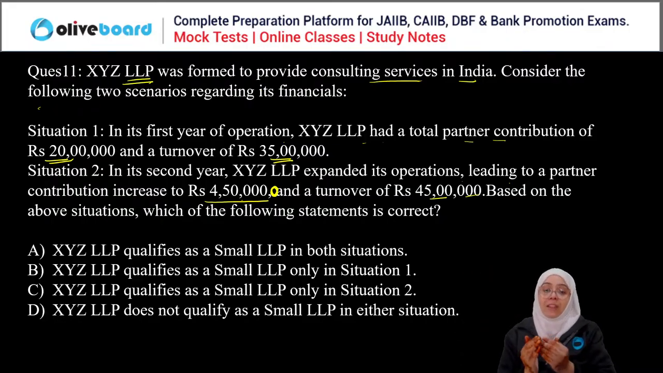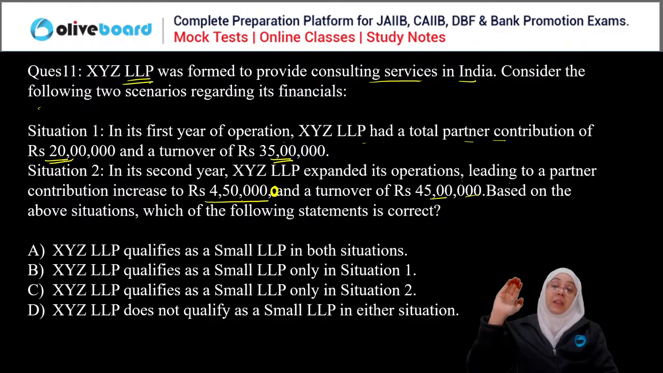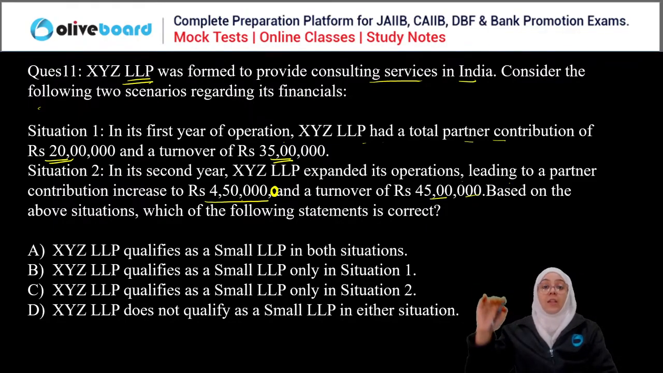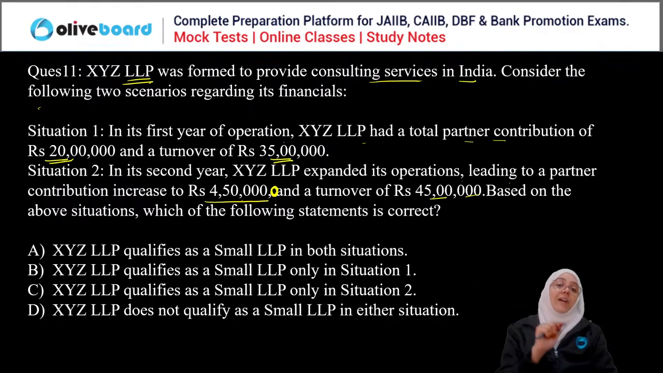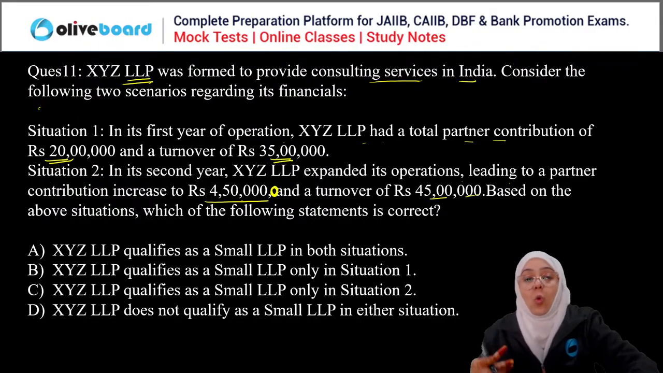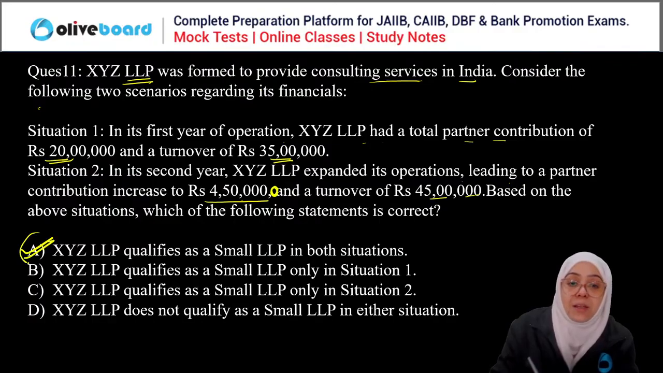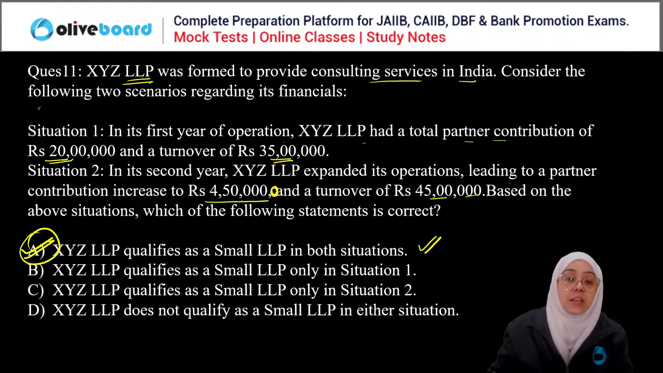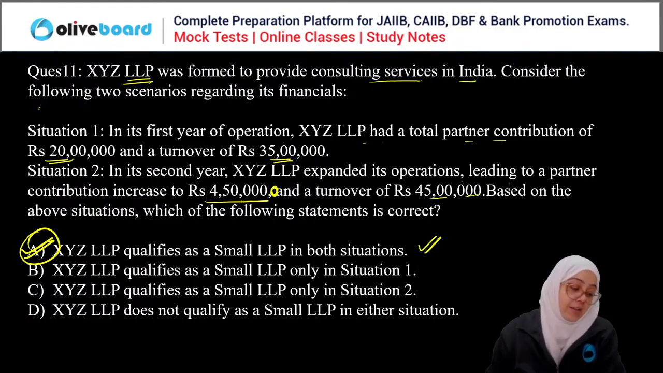So if you have within 5 crore contribution and within 50 crore turnover, still you are a small limited liability partnership. So according to the very high limit and threshold limits, the second is also a small limited liability partnership. So both the situations actually qualify the small limited liability partnership condition. So A is the correct answer.